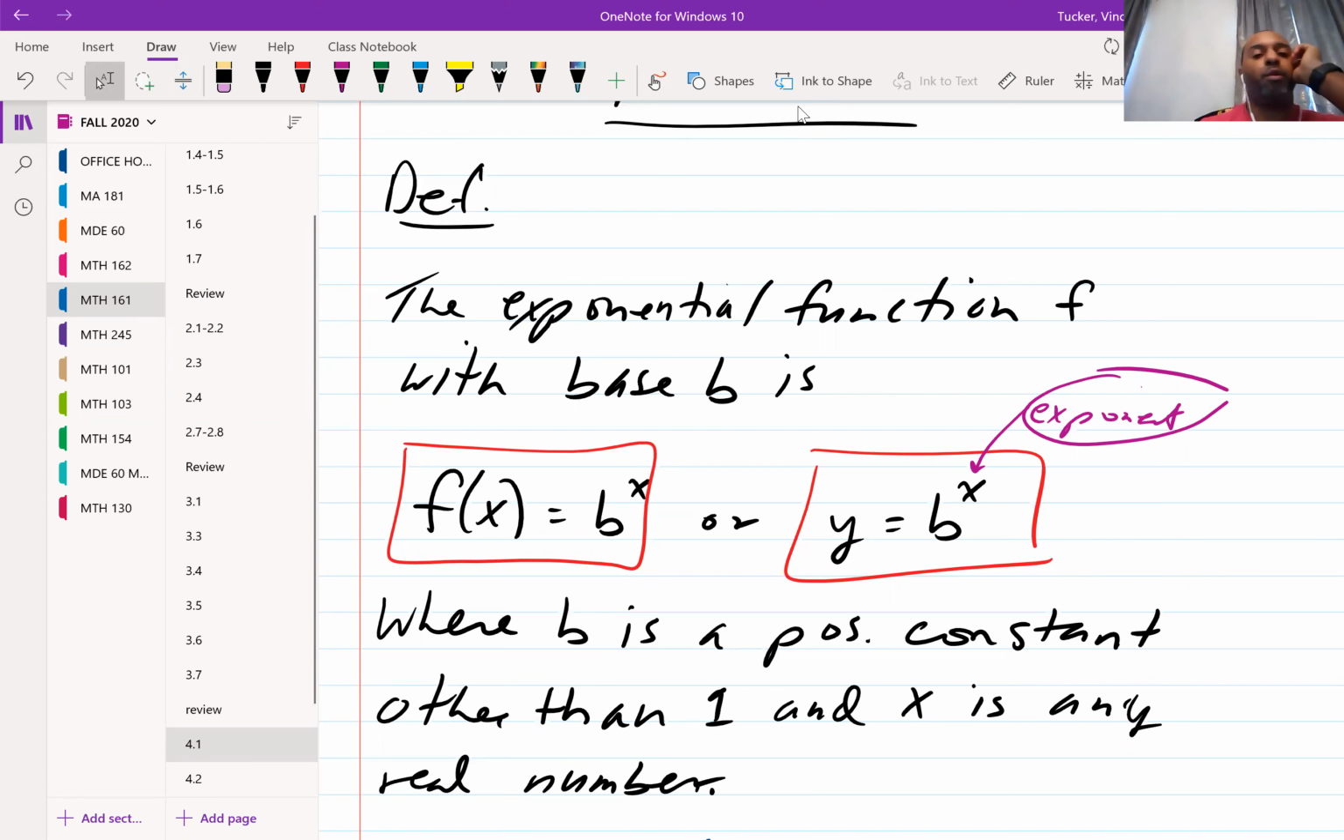So once again, your variable is your exponent. So this is not bx or b times x. This is b to the x power.